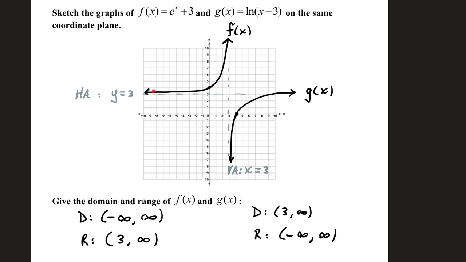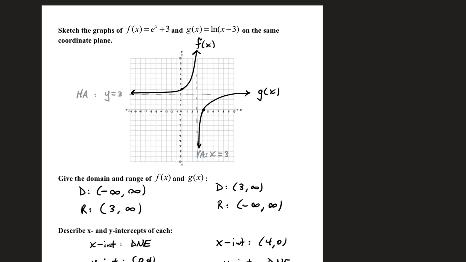Domain and range. For your exponential function, because your x's can be negative, 0, or positive, domain's all real numbers. The answers or y values that this function produces are only values greater than 3. Range is all numbers greater than 3. Switching to the logarithmic function, natural log of x minus 3, the domain is numbers larger than 3, so 3 to infinity. The range covers all y's, negatives, zeros, and positives, so your range is all real numbers.